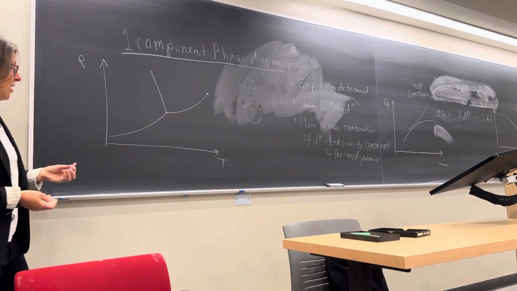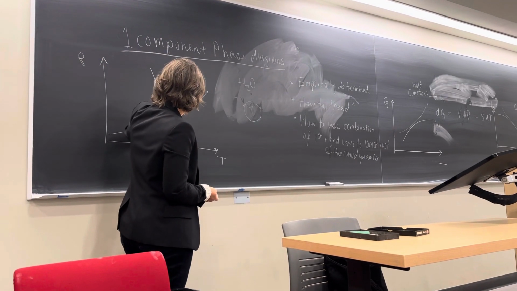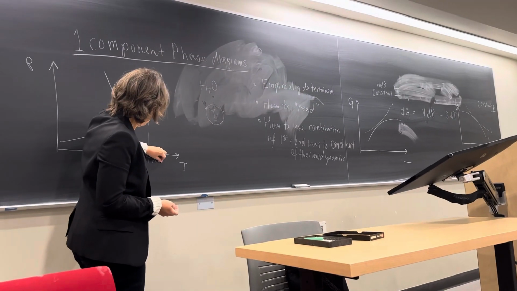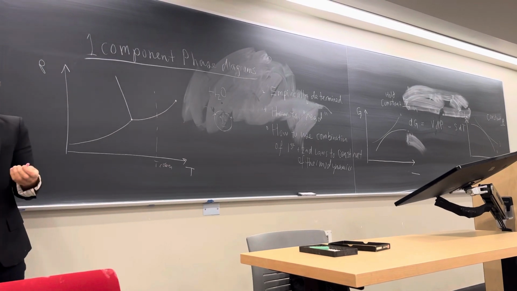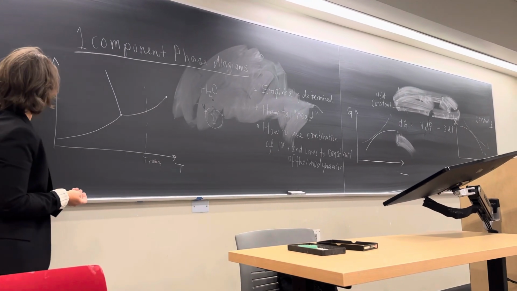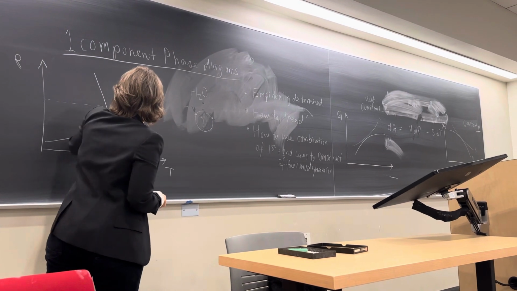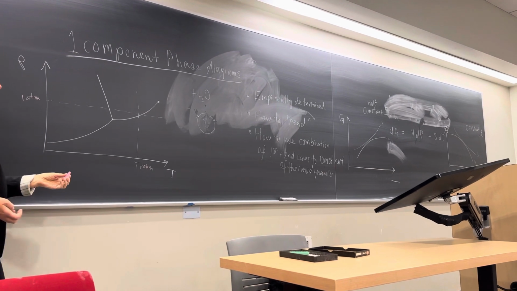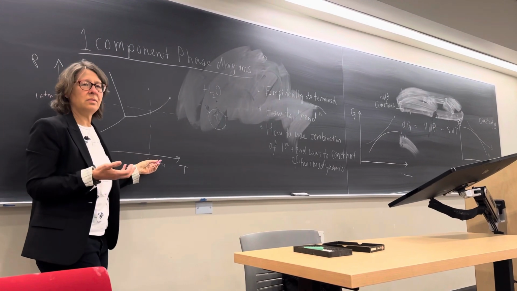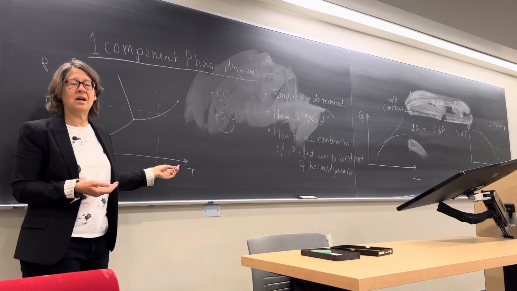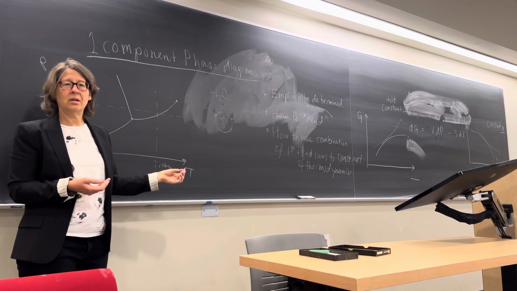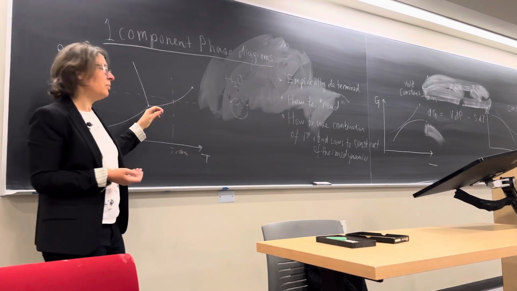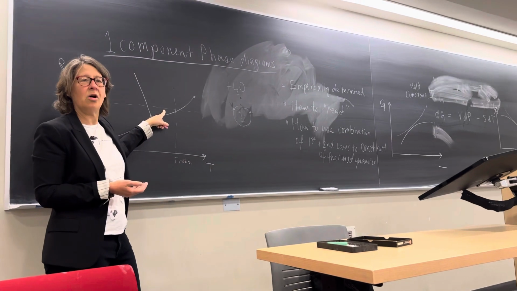Let's start here at room temperature, T room. And then we have some room pressure. Let's do 1 atmosphere. Okay? And we're here at room temperature. What's the stable phase of water? Liquid. Okay, good. So if we raise the temperature at constant pressure, what happens to the water?